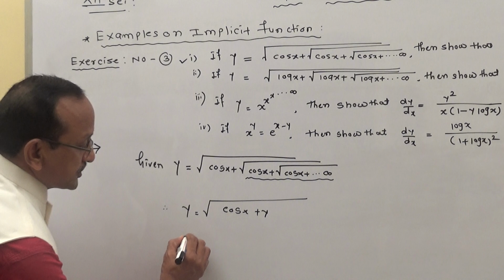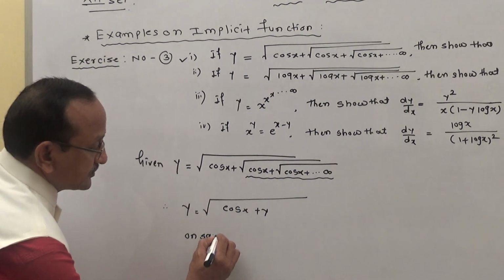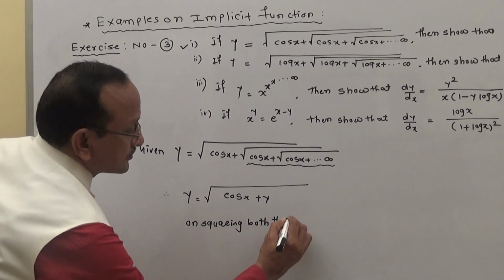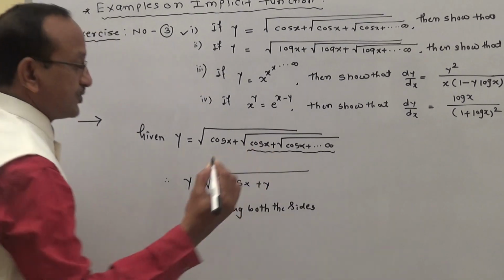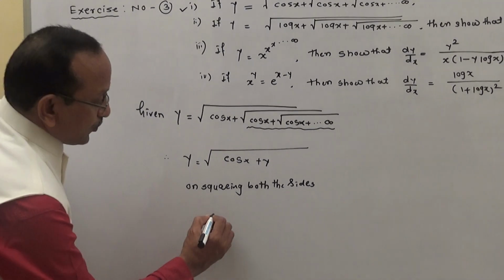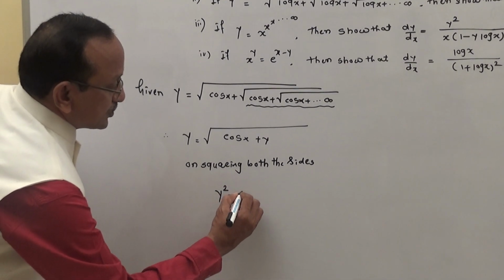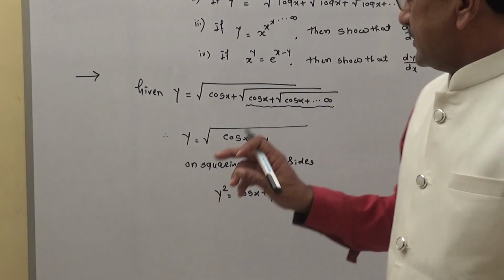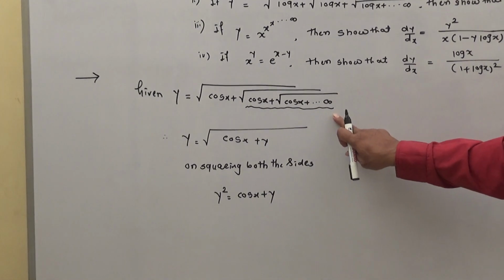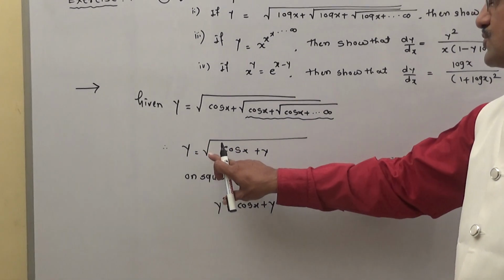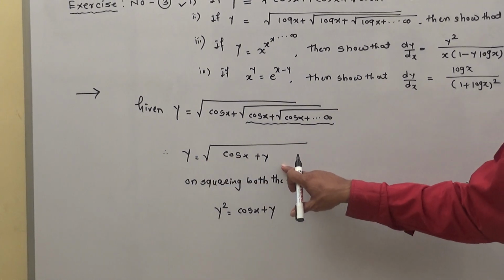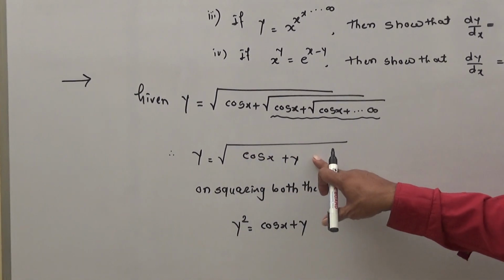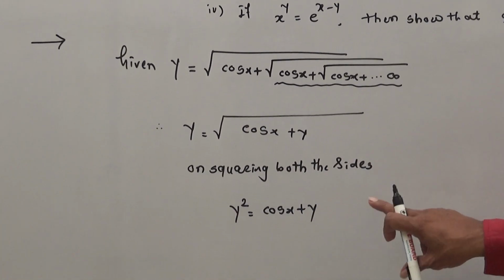On squaring both the sides, y square is equal to cos of x plus y. So see here, consider this is equal to y, then y is equal to root of cos x plus y. On squaring both the sides, square of this is y square and the square root cancels. It is cos x plus y.